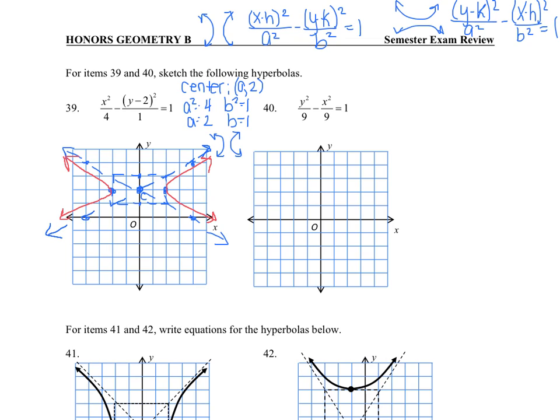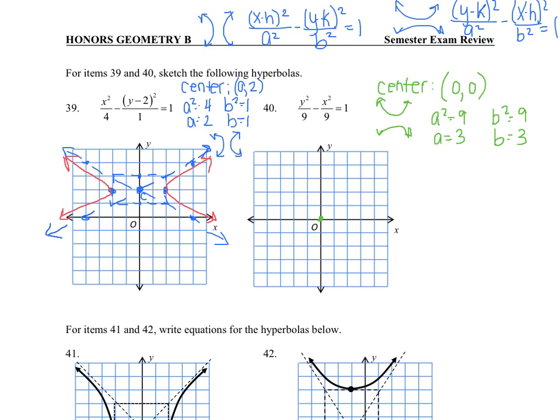For question 40, we have y squared over 9 minus x squared over 9 equals 1. So first of all, my center is going to be 0, 0. It's at the origin. And because y comes first, I can tell it's going to be a vertical hyperbola. A squared is going to equal 9. B squared is going to equal 9. This means a equals 3 and b equals 3.